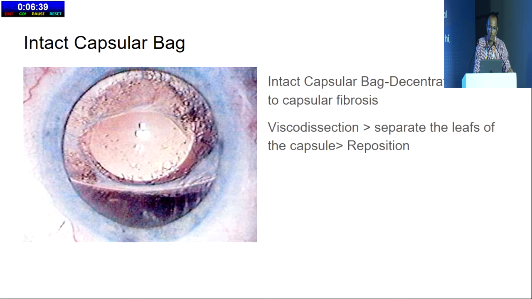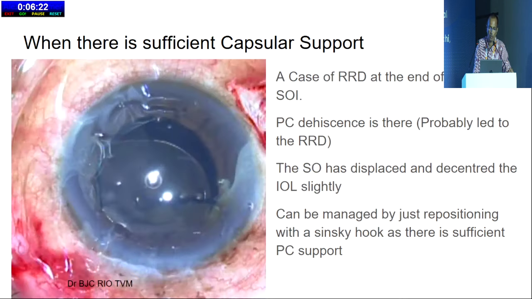Now, this is a picture from the literature just to show how the intact capsular bag has undergone a lot of fibrosis resulting in decentration. And here the management would probably be to visco-dissect, separate the leaves of the capsule and reposition the IOL itself.